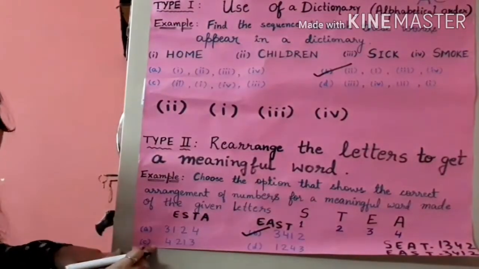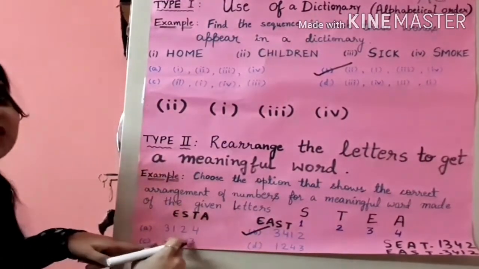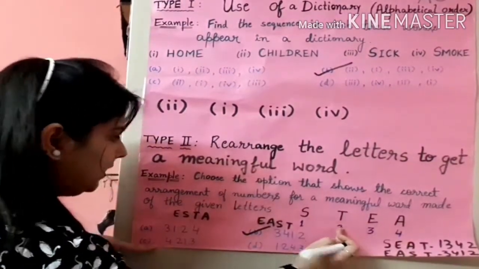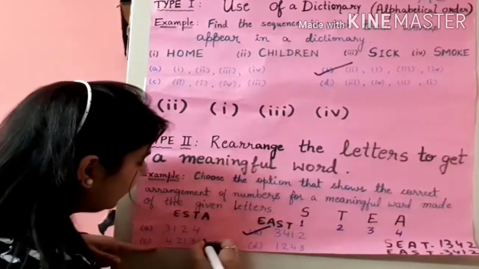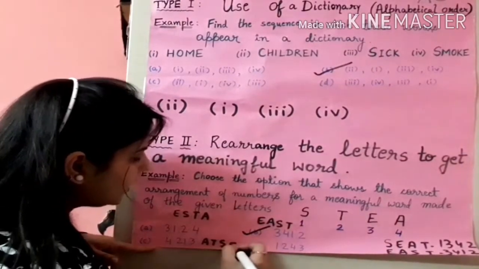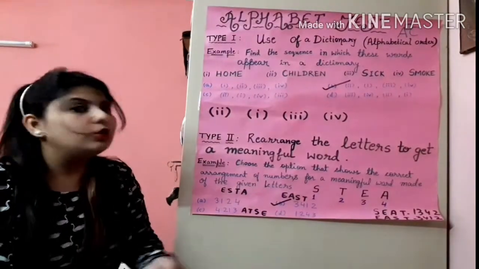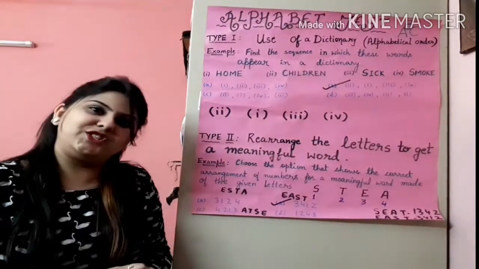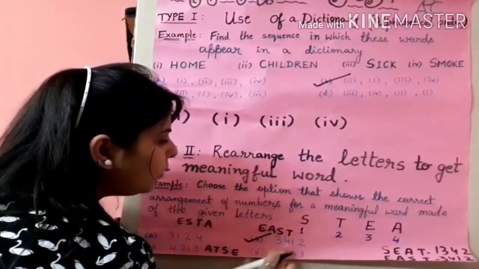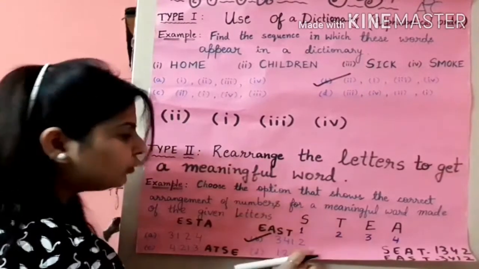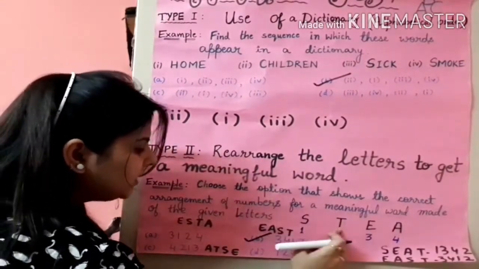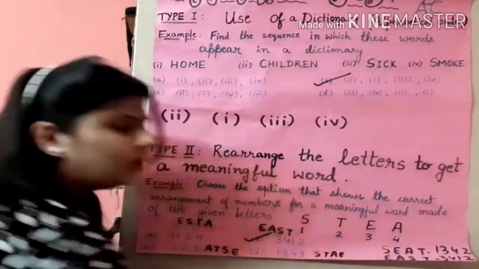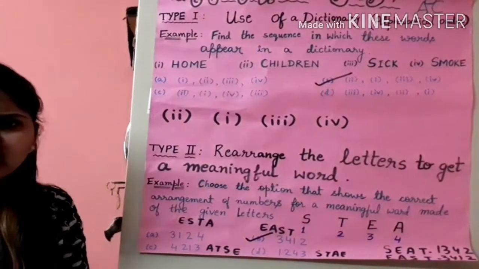Now moving on to option C. It is 4, 2, 1, 3. That is A, T, S, E. Is it forming any meaning? No, it's not. And if you have a doubt, you can go check in a dictionary. Then another one is 1, 2, 4, 3. That is S, T, A, E. Is it any word? No, I have never heard of this word before.